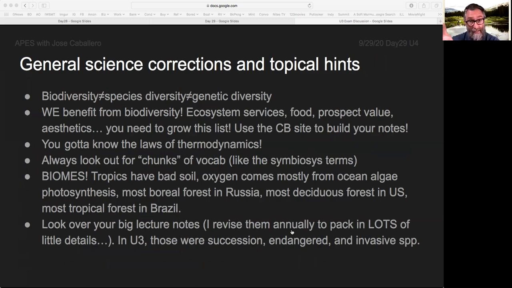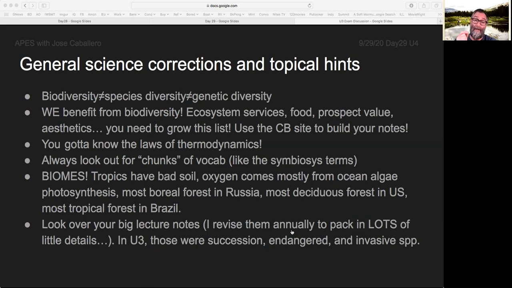I've got some general science corrections and a couple of things to help you when you have topics like this one. Remember that diversity is not the same for biological, that it is for species, that it is for richness, that it is for genetic. You got to be really careful with associated terminology because a lot of you missed the mark because you were not specific about lingo. I also got to remind you that we benefit from healthy ecosystems with lots of species, and you have to be specific about how you explain that.